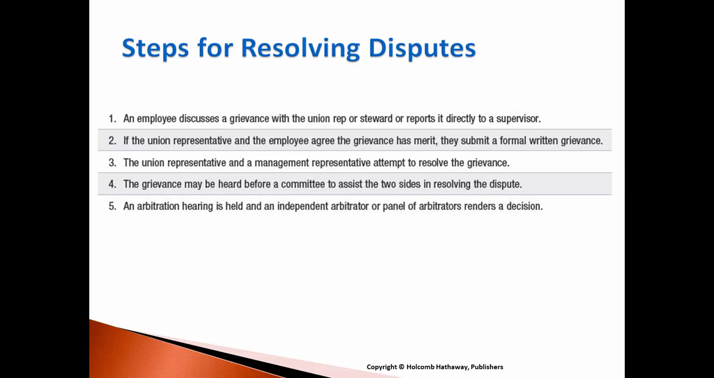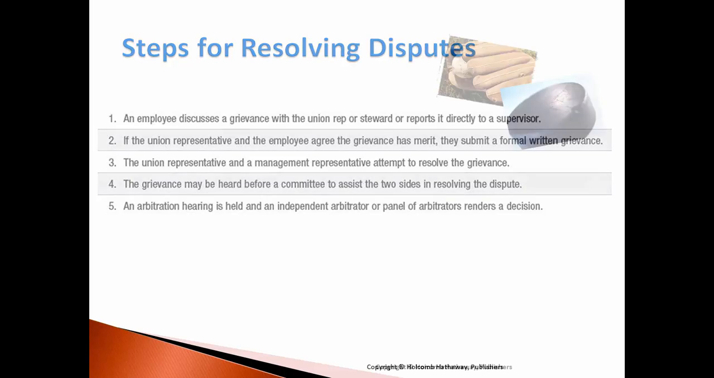The next step, if the union representative and the employee agree the grievance has merit, they submit a formal written grievance. And then thirdly, the union representative and a management representative sit down and attempt to resolve the grievance. From there, the grievance may be heard before a committee to assist the two sides in resolving the dispute. And then last, an arbitration hearing is held and an independent arbitrator or panel of arbitrators renders a decision.